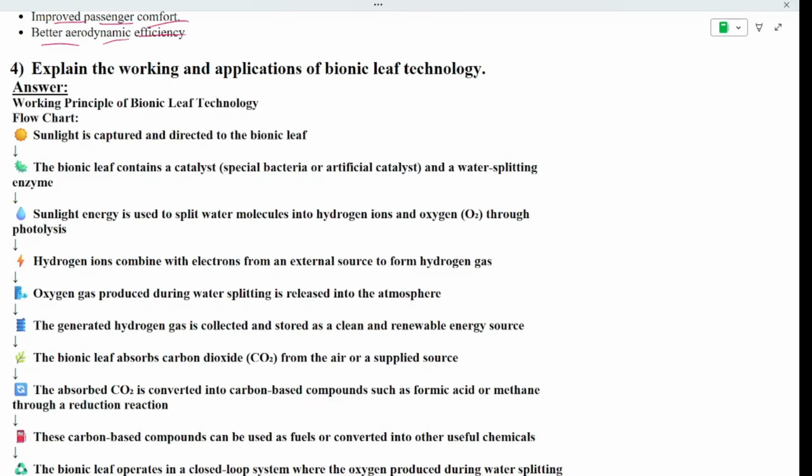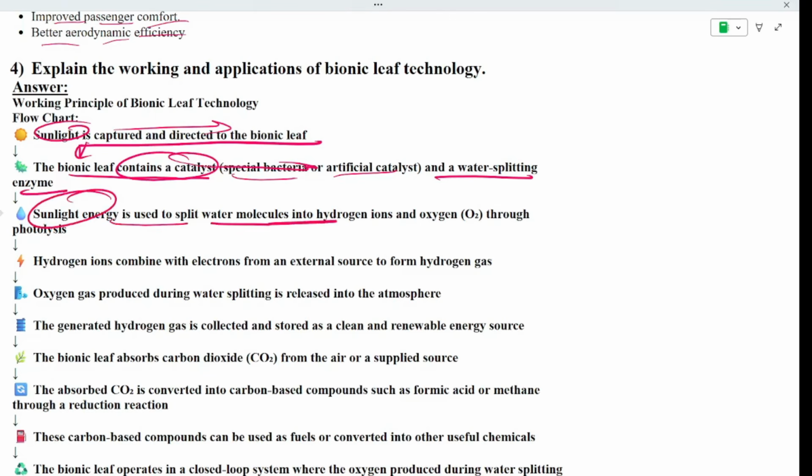First, the sunlight is captured and directed to the bionic leaf. The bionic leaf contains a catalyst, that is an artificial catalyst or bacteria, and a water splitting enzyme. The sun enters the bionic leaf, which contains this catalyst. Next, the sunlight energy is used to split water molecules into hydrogen ions and oxygen through photolysis. The water, H2O, is split into O2 and hydrogen ions through photolysis.